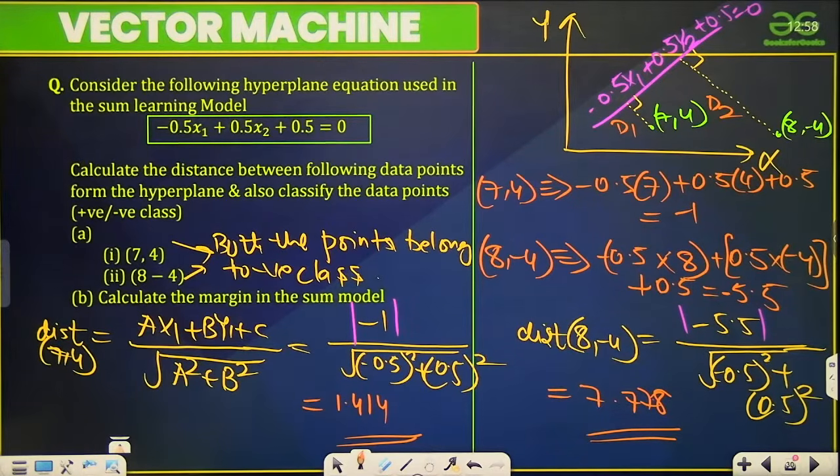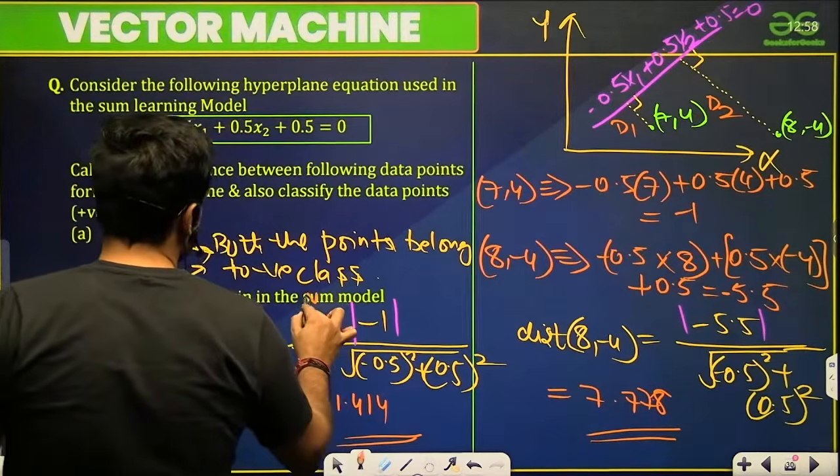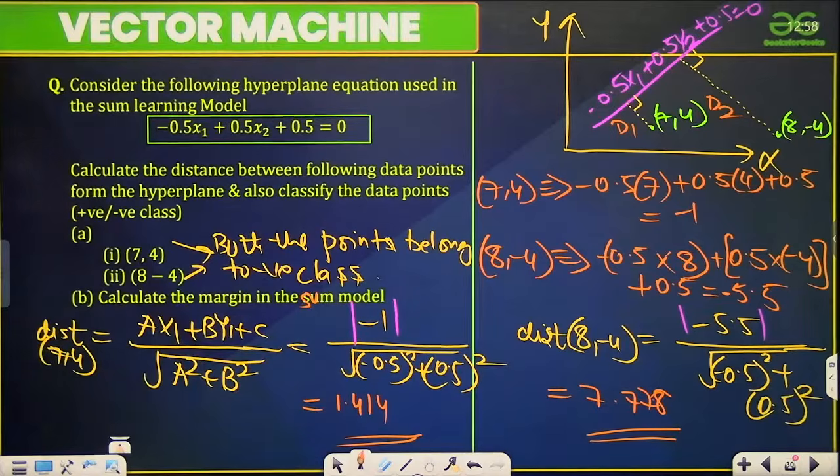Now, what is the margin of separation? Last question: what is the margin in this SVM model?